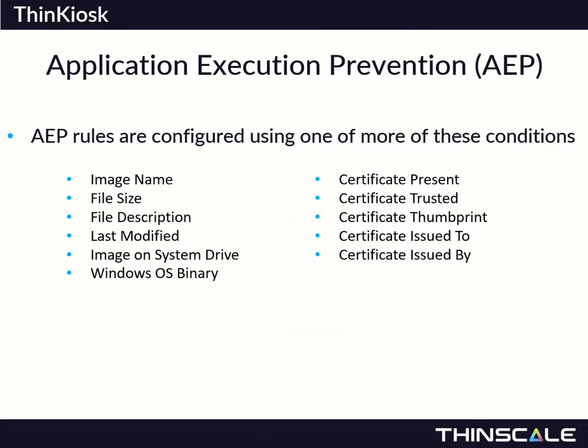AEP's configuration consists of one or more rules, each of which can use one or more of these conditions. Rules can be created that act upon the location of an executable. For example, you can say that a file name must start with C:\Windows. The presence and validity of digital certificates can also be used to only allow executables from known, trusted vendors such as Citrix or VMware. So let's jump into two quick demonstrations.